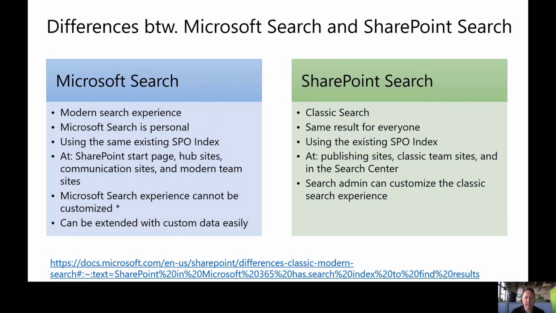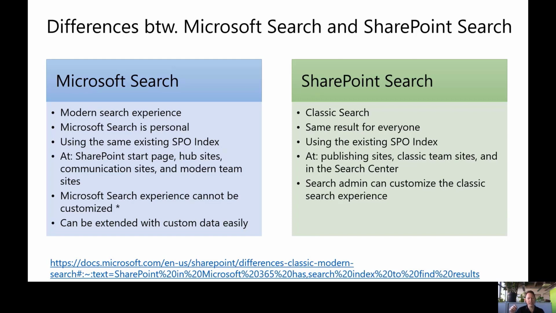This slide here is key information from my perspective. It shows the differences between Microsoft Search and SharePoint Search. Microsoft Search is also often called the modern search experience, while SharePoint Search is called classic search. We already saw that Microsoft Search is personal, while the standard SharePoint Search shows the same results for everyone, but both services are using the same index in the background.